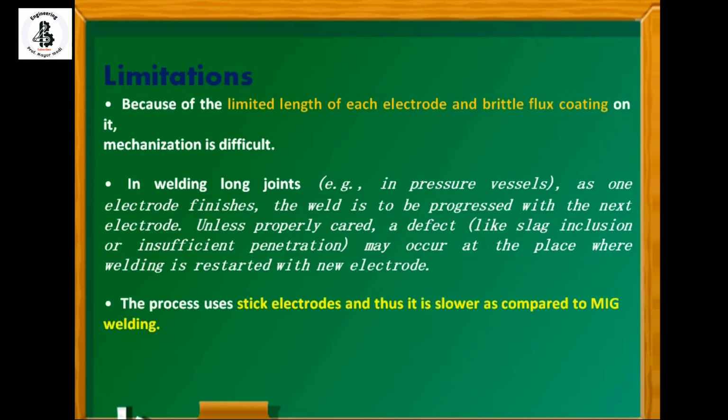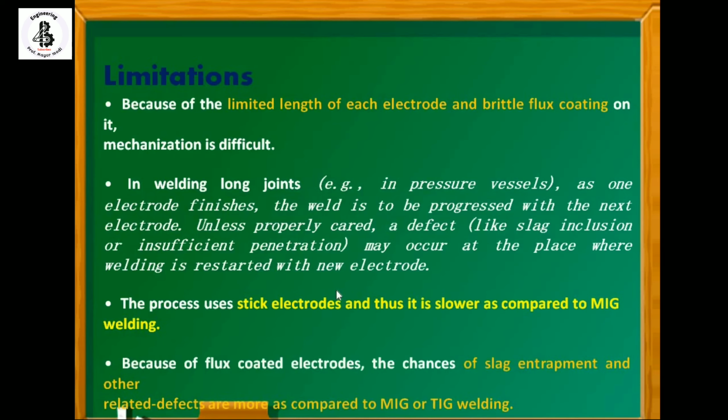The process uses stick electrodes, and thus it is slower as compared to the MIG welding process. MIG means metal inert gas welding process. Basically, the MIG welding process will be selected for continuous joints. Because of the flux coated electrode, the chance of slag entrapment and other related defects is greater in the SMAW process as compared to MIG and TIG welding processes.